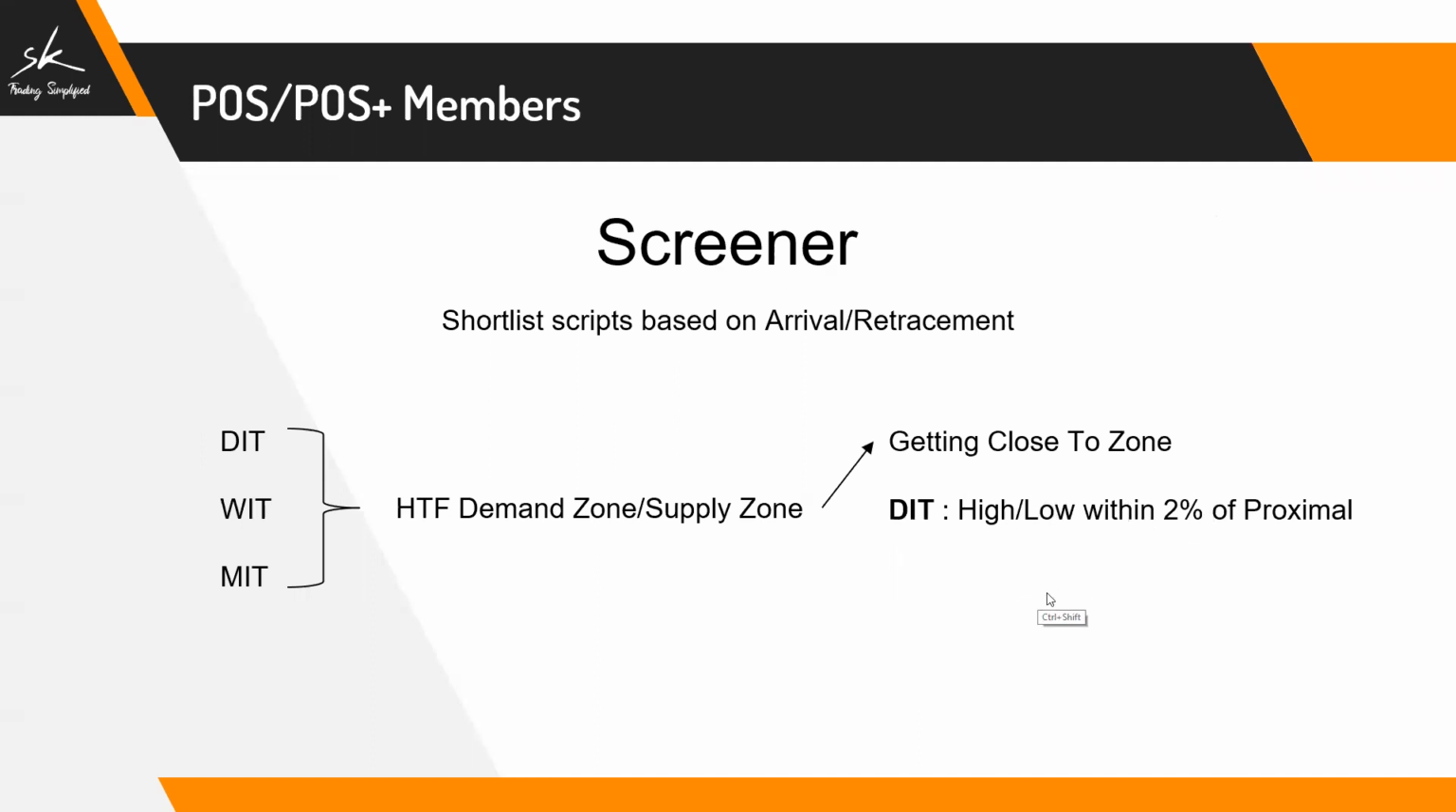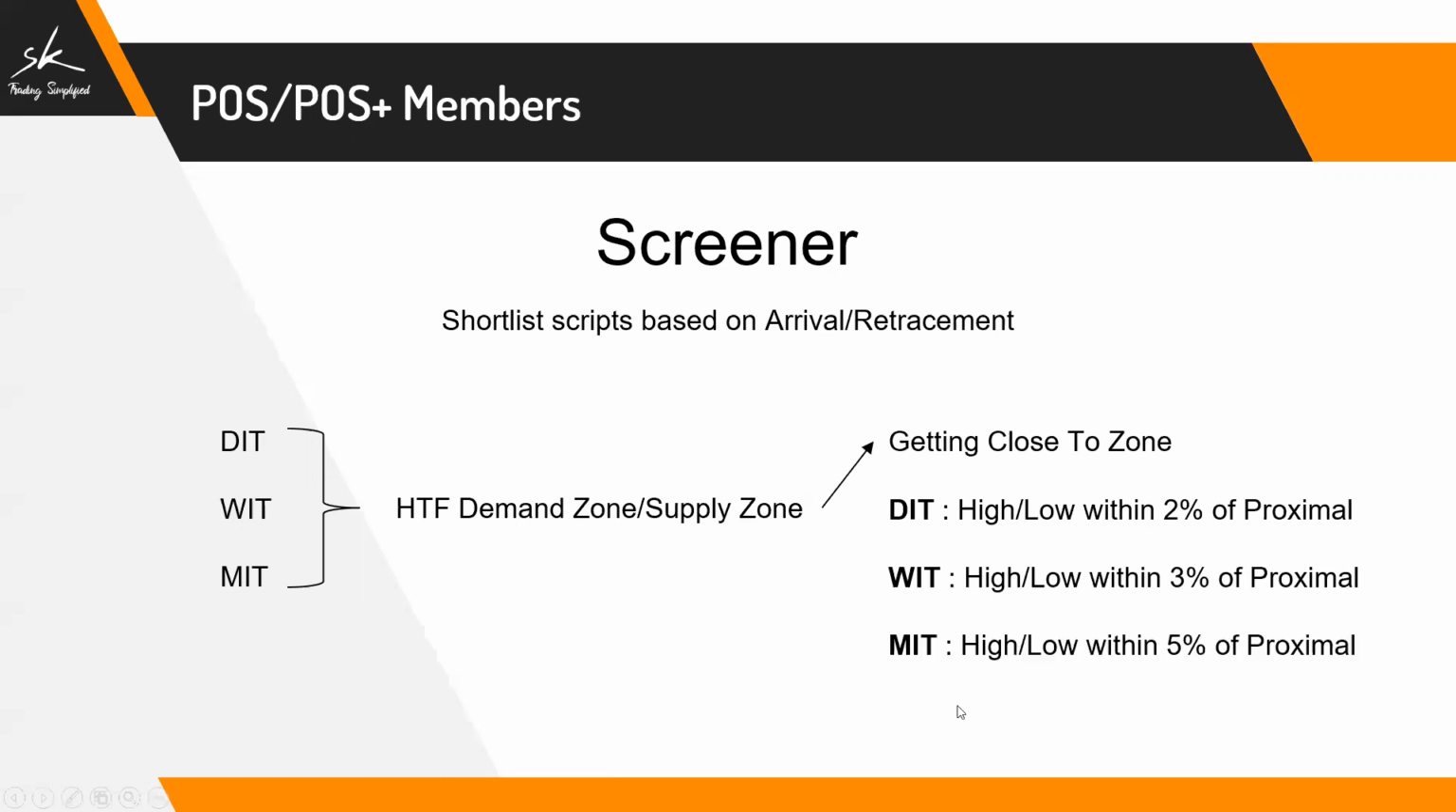in that list. Similarly, when we talk about WIT, we are taking the proximity as 3%. So the high or the low of that particular week has to be within 3% of the proximal line, be that demand, be that supply. And similarly for monthly, we are taking a proximity of 5%. So for daily, the proximity is within 2%, for WIT within 3%, and for MIT within 5%.